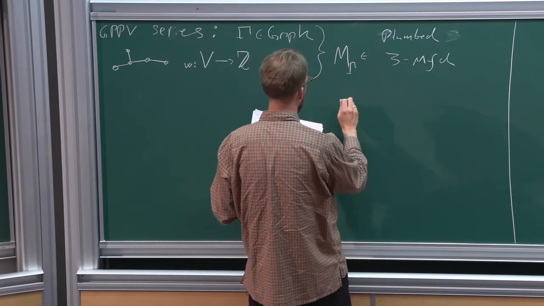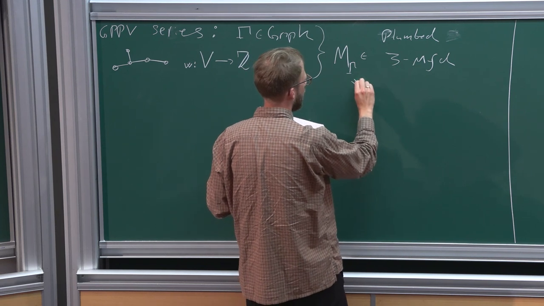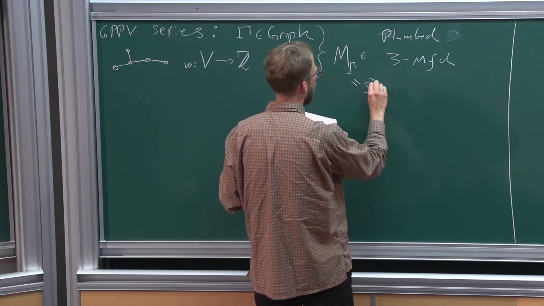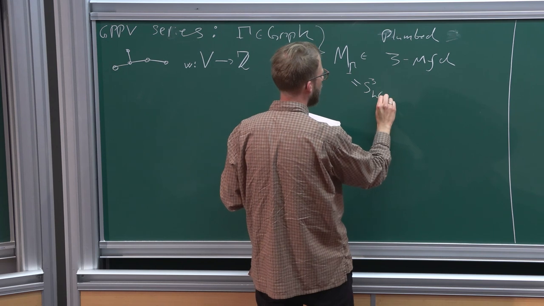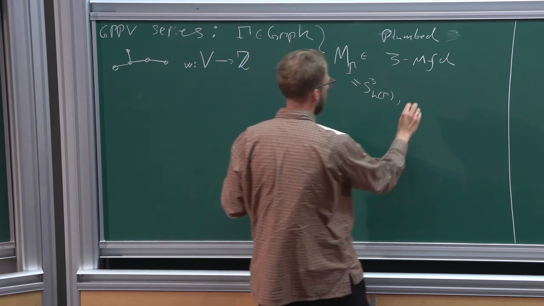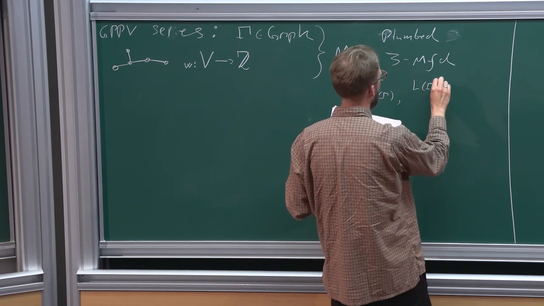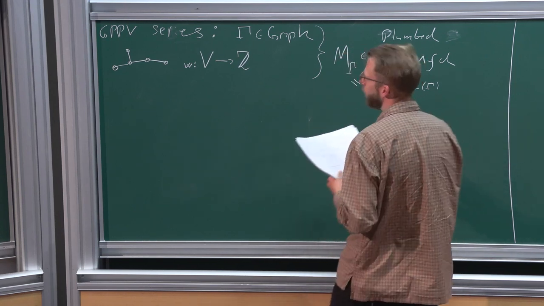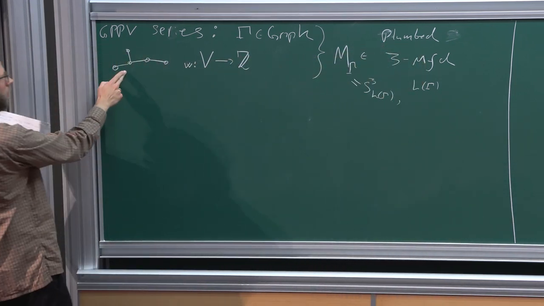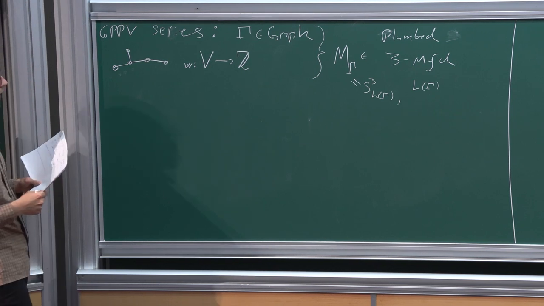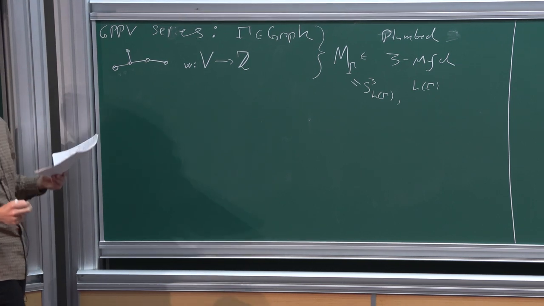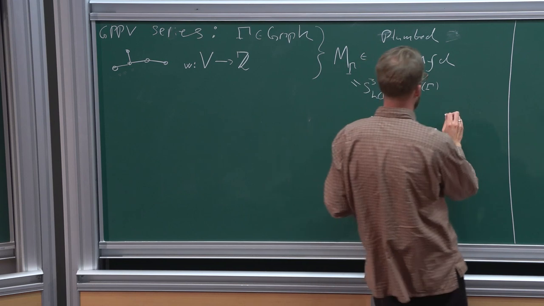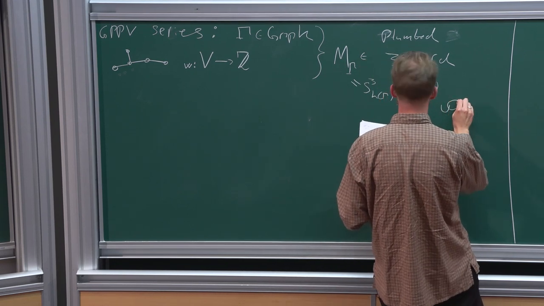Basically, the procedure is that this is S^3, and then you do surgery on a link obtained by this graph. You just take every vertex and replace it by an unknot, and two vertices which are joined by an edge have linking number one. Maybe I screwed up the linking numbers, but it will look something like this.